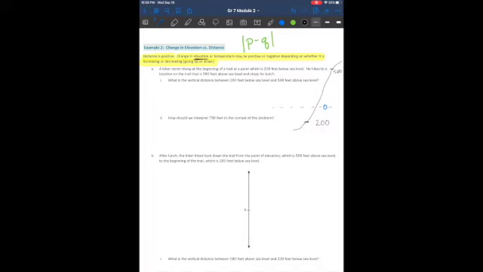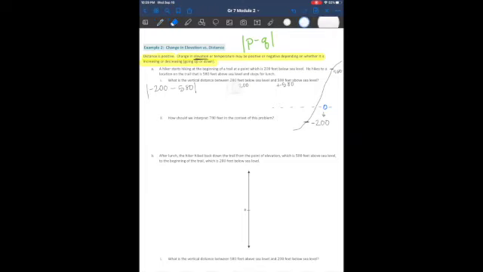So 580 feet above sea level, that's going to be a positive 580. We don't need to put the plus sign, but I'm doing it just for the sake of showing you that it's positive. Now, 200 feet below sea level, we're going to indicate with a negative. So when we say 200 feet below sea level, that is negative 200. We're going to use the distance formula to figure out the vertical distance between 200 feet below sea level and 580 feet above sea level. So we're going to take the absolute value of negative 200 minus 580.